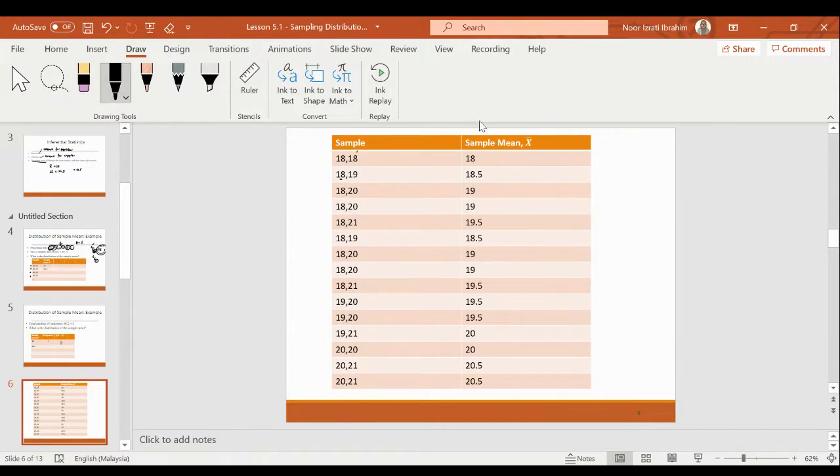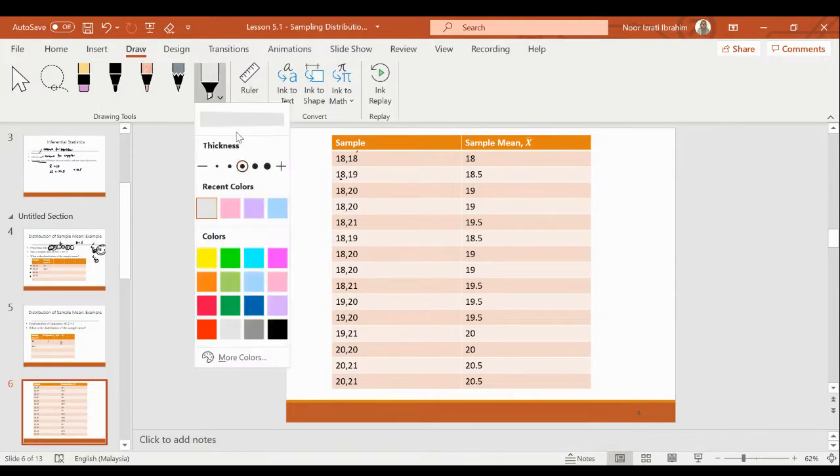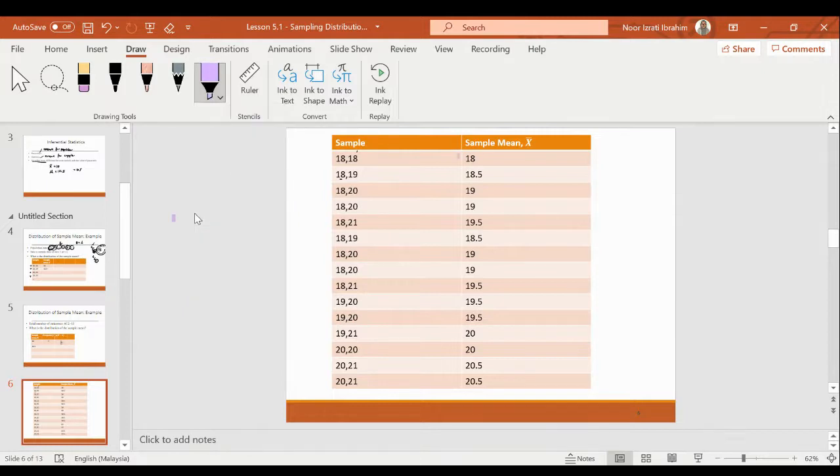So from these sample means, you see they are repeating. They are the same value of mean here. And let me highlight it for you. We have the mean of 18, only 1 here.